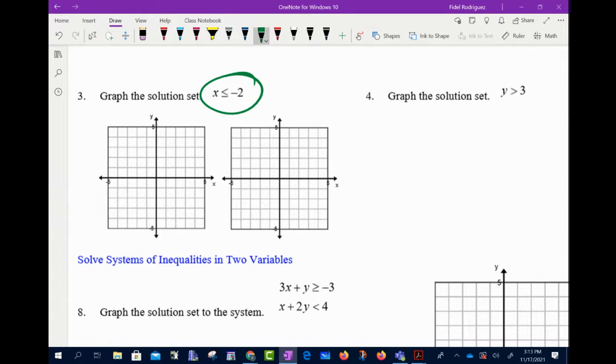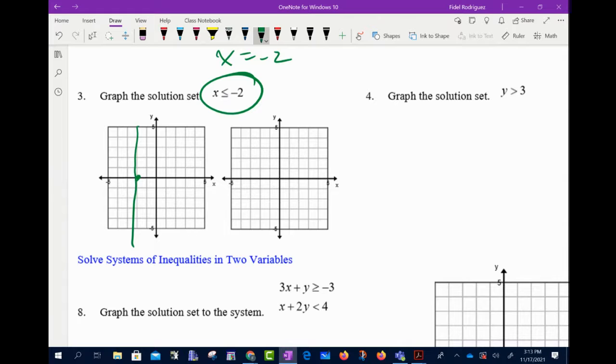Anytime your equation only involves the letter x, those are vertical lines. Okay, it's going to be a vertical line. So here, I would graph the line x equals -2. Do y'all agree with me that right here is x equals -2? Now, should that line be solid or dotted? Solid. Okay, we're going to do that.